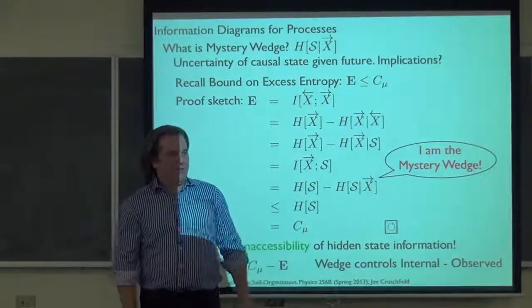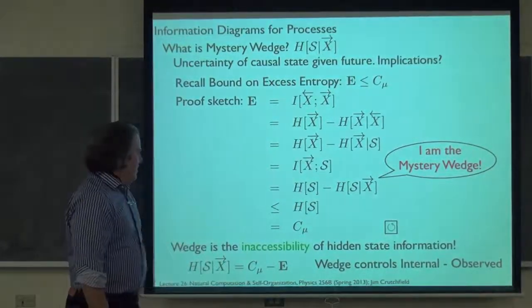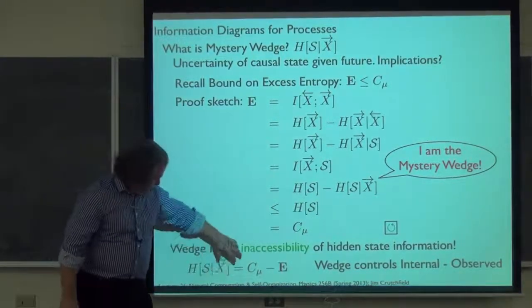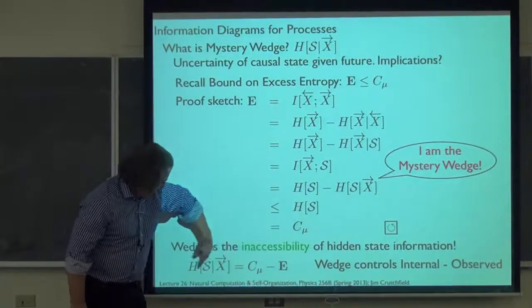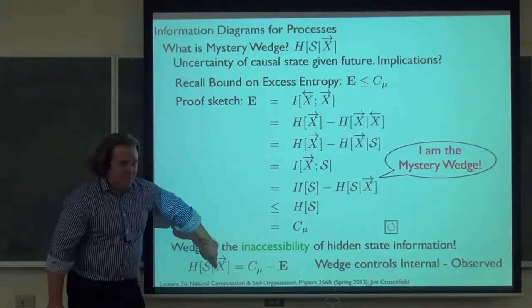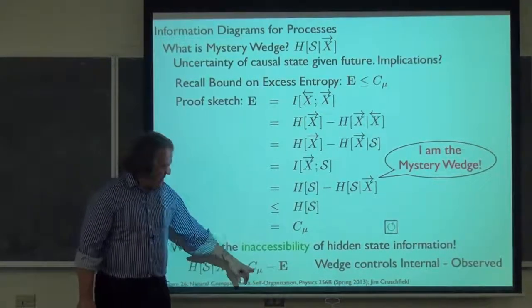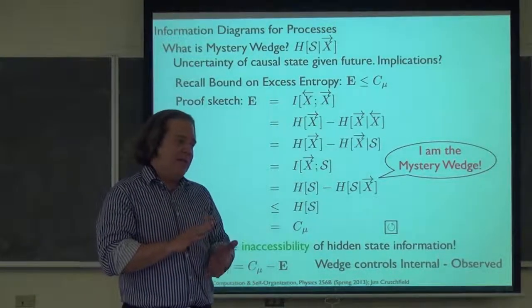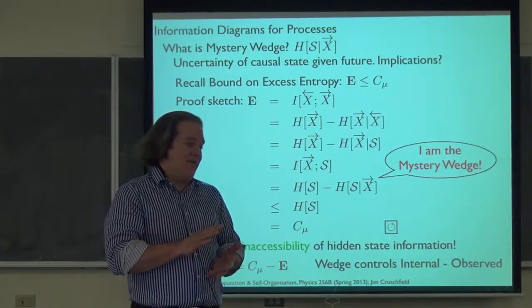It's still a little bit weird to be thinking about my uncertainty in the current state given the future. So you can just sort of write this thing out. Forget this inequality here, I can just rewrite this as, I now have an explicit expression for this. It's still kind of mysterious in interpretation, but I know it's C_mu minus E. It's controlling this. So in a sense, it's how hidden the state information is. So we call it the crypticity.